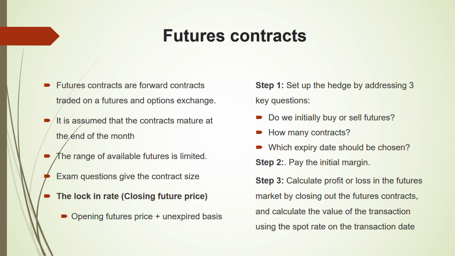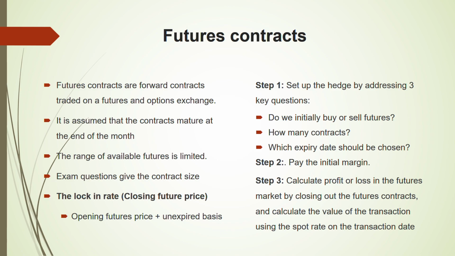Calculate profit or loss in the future market. How? Closing out the future contract. What did you do in step 1? You opened up a future position. Step 3, now you're closing that future position. So for example, let's say in step 1 you are buying future. So how are you going to close it? By selling. You buy, you sell; you sell, you buy. That's how you close the future.